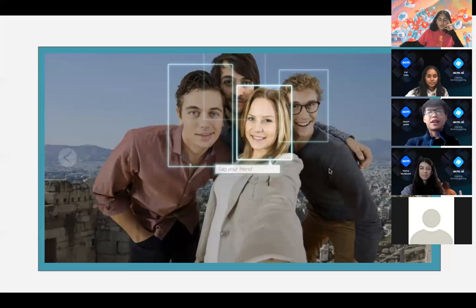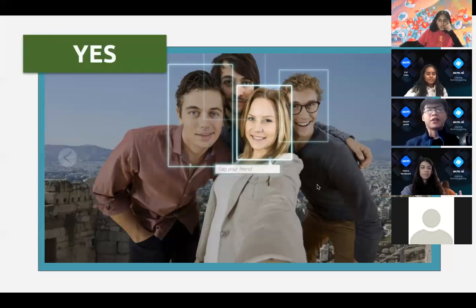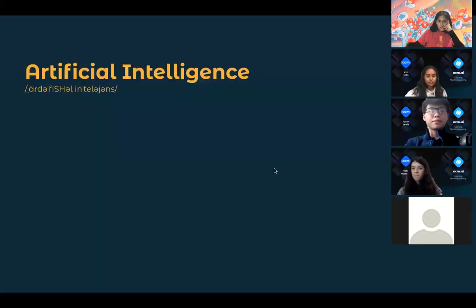Okay, I'm not getting anything. So yes, you guys are right. This is an example of artificial intelligence at work here. And for those of you who said facial recognition, that's exactly it. This is a machine that's been programmed so that it can recognize human faces and match the face to a name.